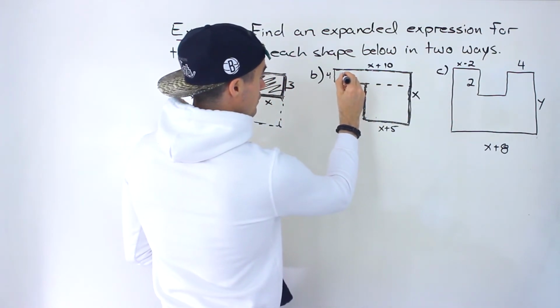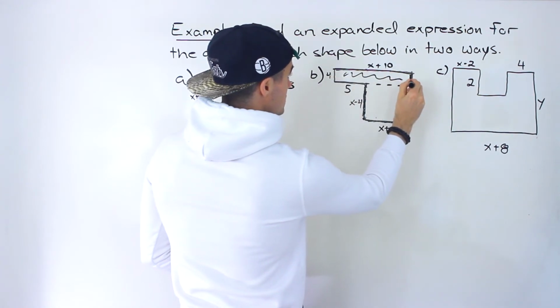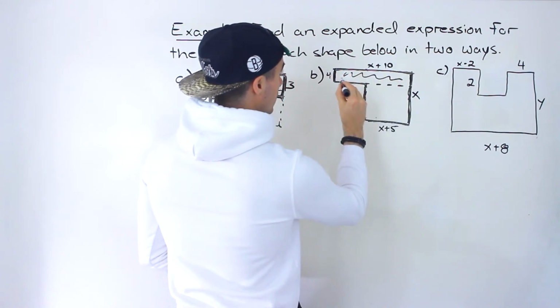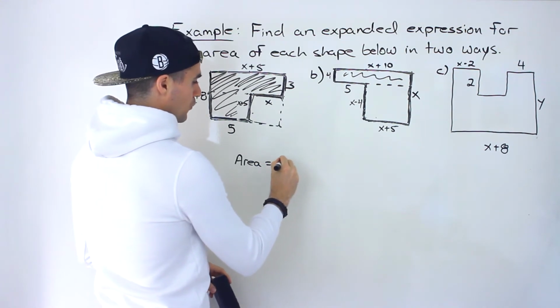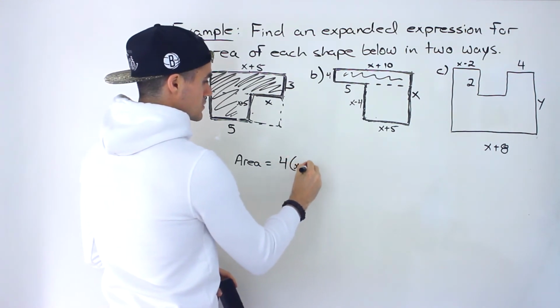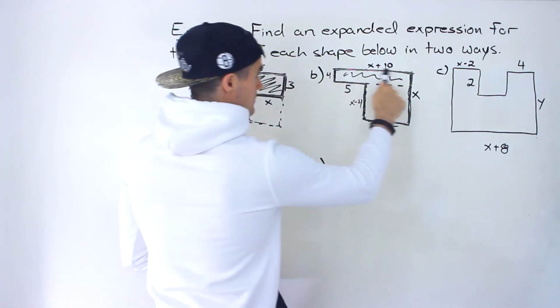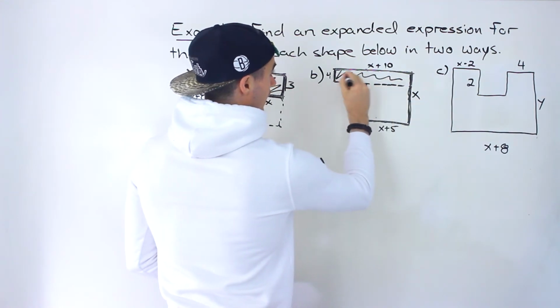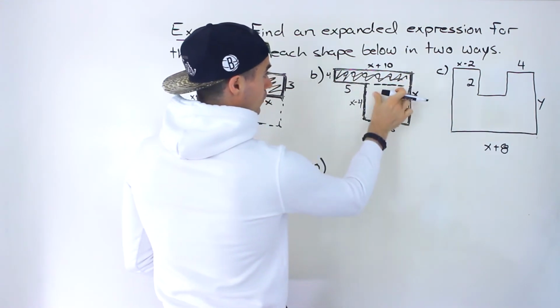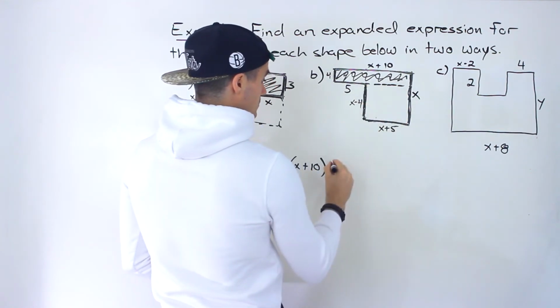So notice this rectangle is going to be x plus 10 times 4, right? This is 4 over here. So we'll have x plus 10 times 4. I'm going to put the 4 in front just because that's a nicer way to do it, right? 4 times x plus 10. That gives us this area over here. What's this area going to be? Well, it's going to be x plus 5 times x minus 4.